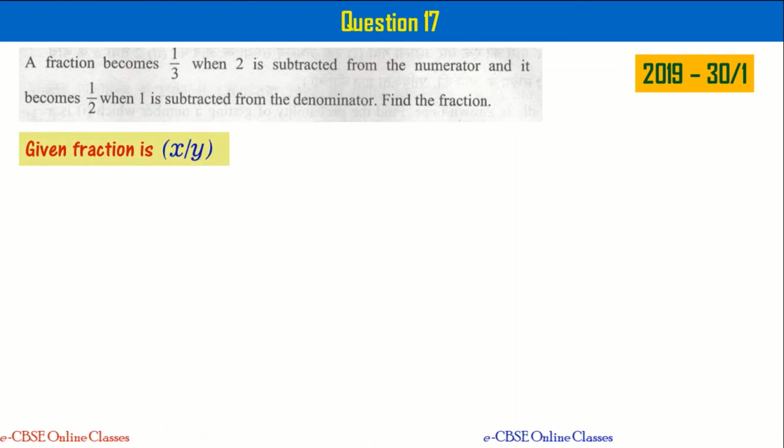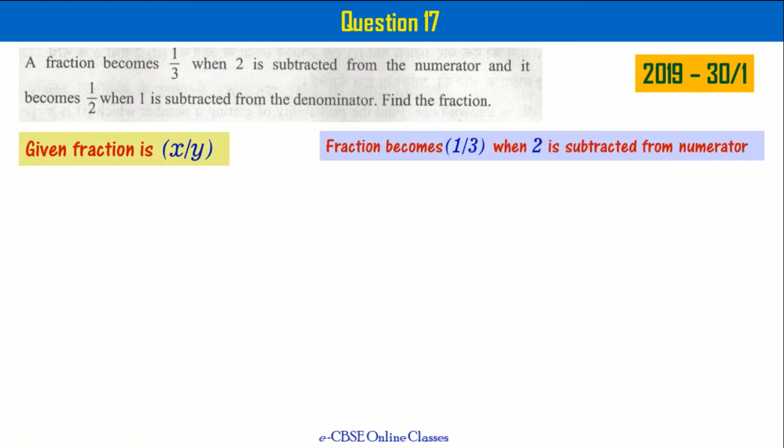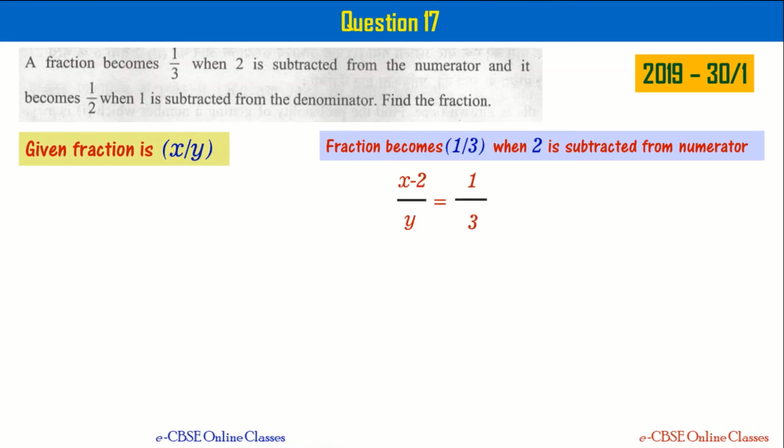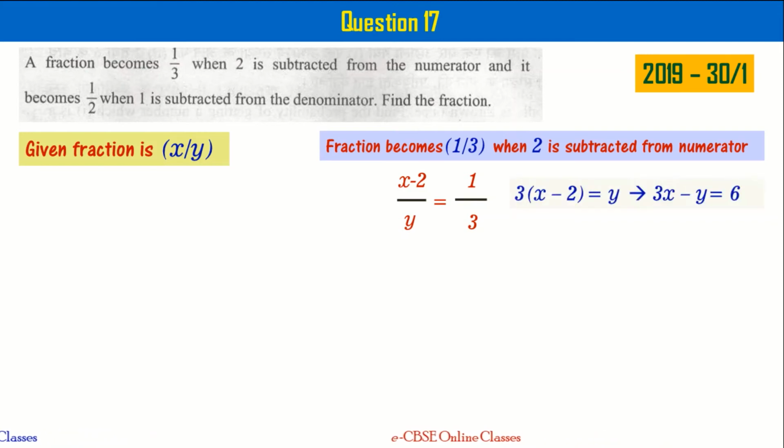So let's start with the fraction x by y. The first statement says that the fraction becomes 1 by 3 when 2 is subtracted from the numerator. It means (x minus 2) by y equals 1 by 3. You rearrange this such that you get 3x minus y equal to 6 as one of the equations.